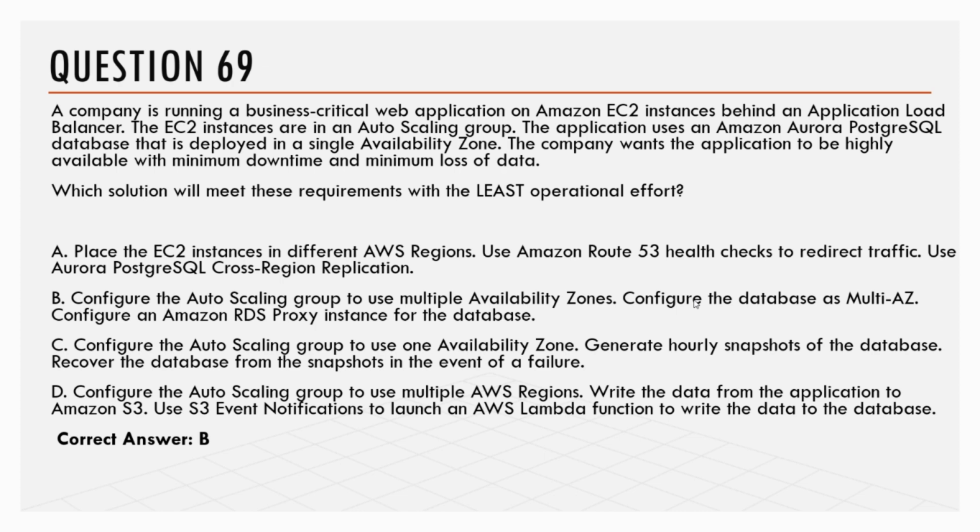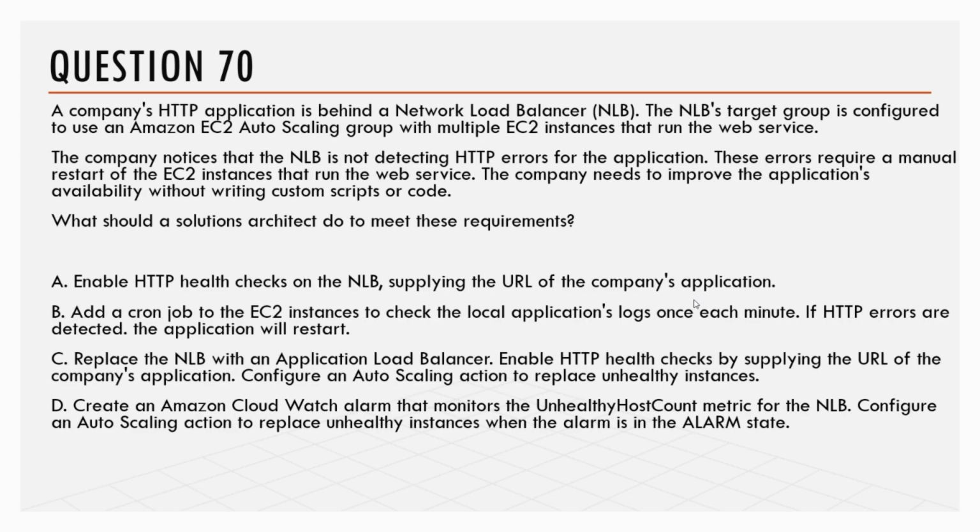And the correct option is option B, which says configure the auto scaling group to use multiple AZs, configure the database as multi AZ, configure an Amazon RDS proxy instance for the database. Now let's look into the next question, question number 70.